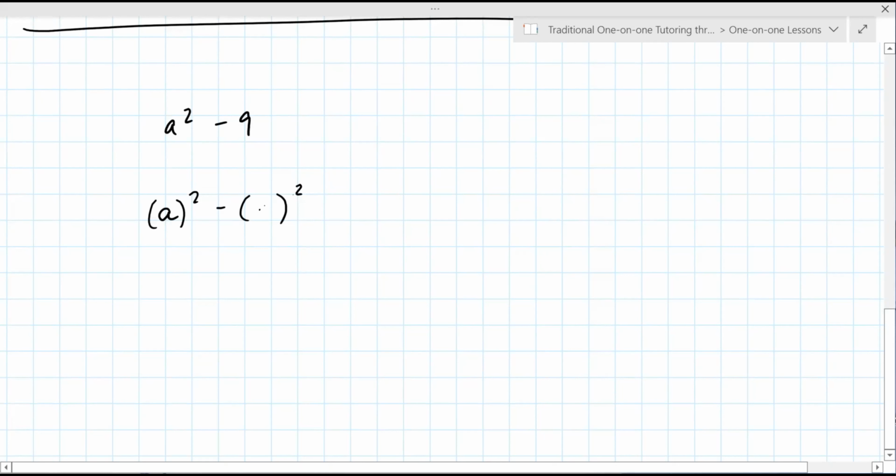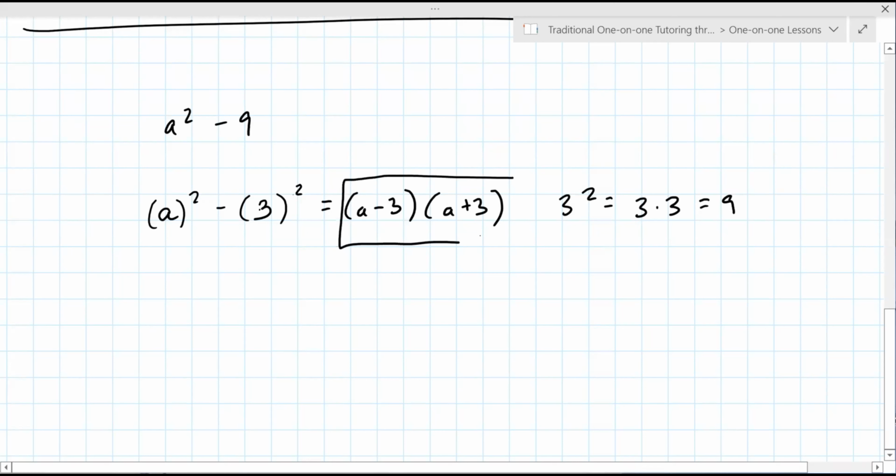9 or 3 and 2. 3. It's got to be the same number. Squared means 3 times 3. That's what 3 squared is. It's 3 times itself equals 9. Okay, I see. So this is A minus 3, A plus 3. And that's just the final answer after? Yes, this on the right is the final answer.